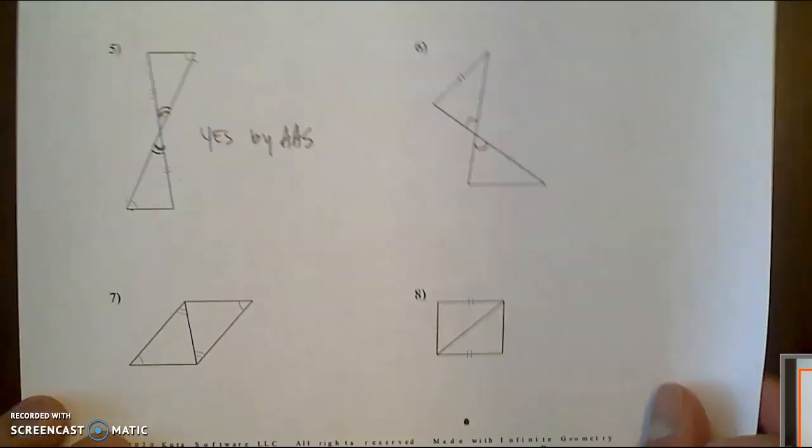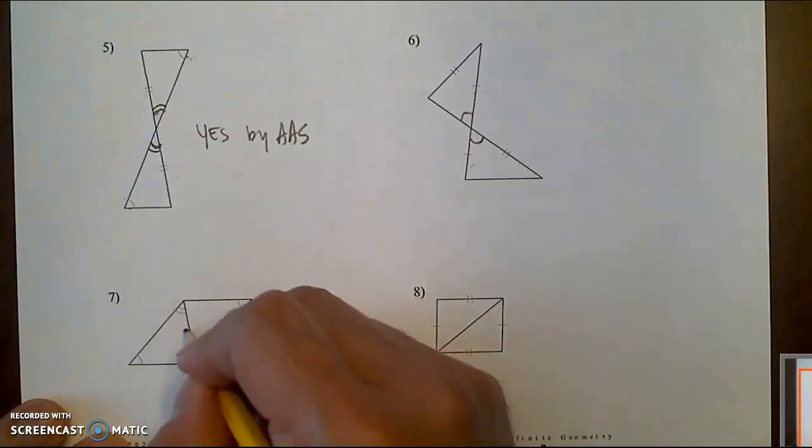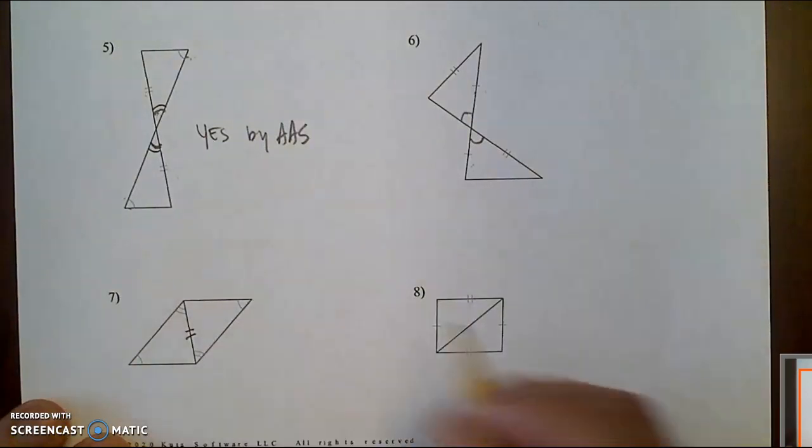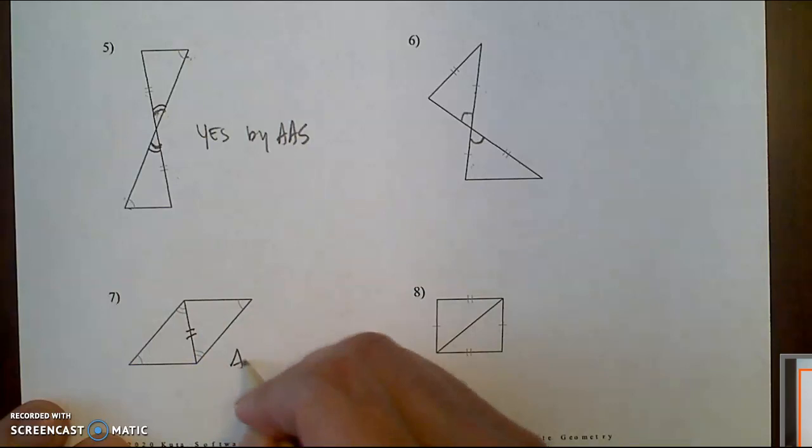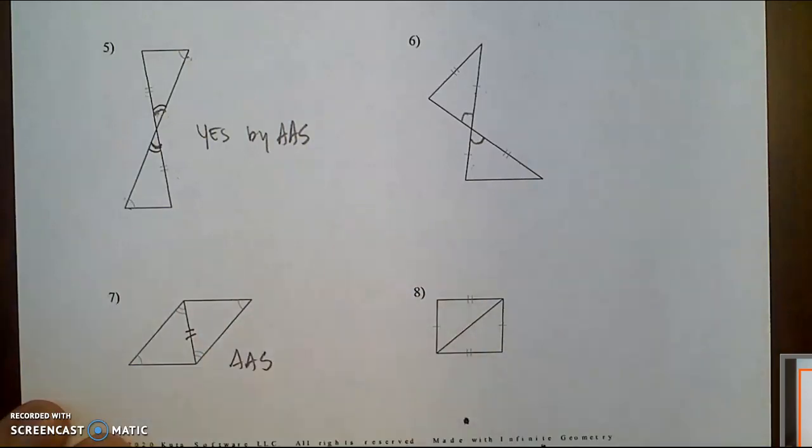We're going to finish up with this last one here. They share this side. Angle, angle, side is how they are congruent.